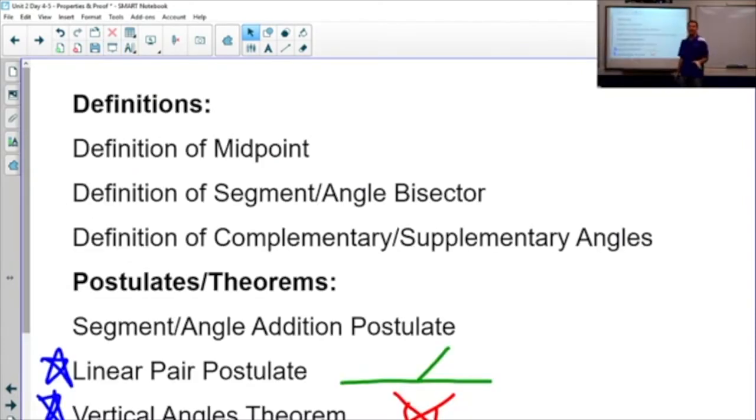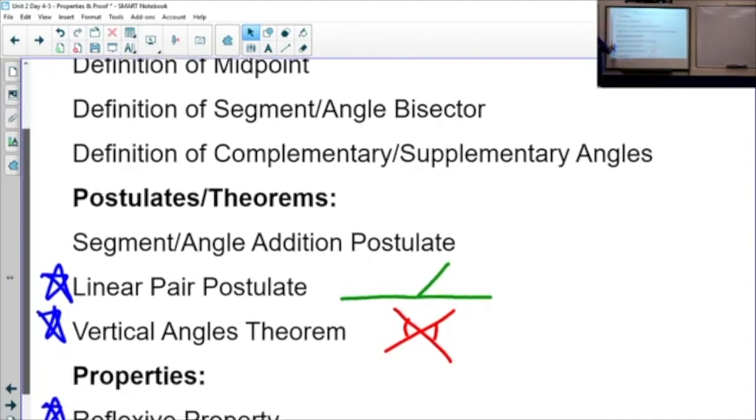I want to end these notes by talking about some different definitions and theorems and properties that we have talked about so far in these first two chapters. And I put a star by what I think are the most important ones. So for definitions, we have definition of a midpoint. Midpoint is going to split a segment into two equal pieces. Segment and angle bisector, again, split into two equal pieces. Definition of complementary and supplementary angles. You should know what those are. Complementary adds to 90, supplementary adds to 180.